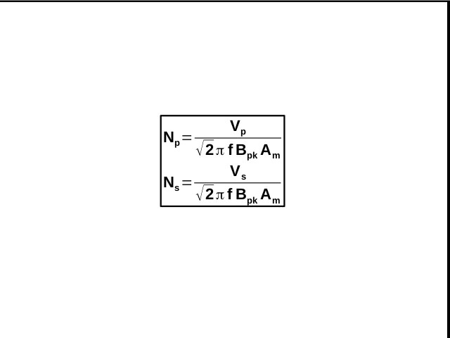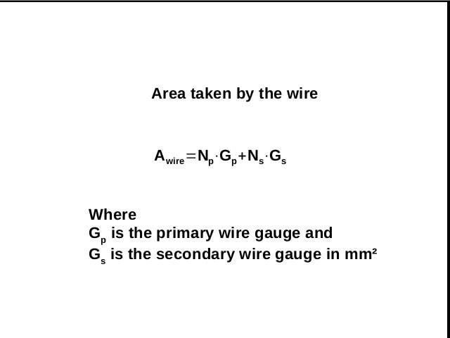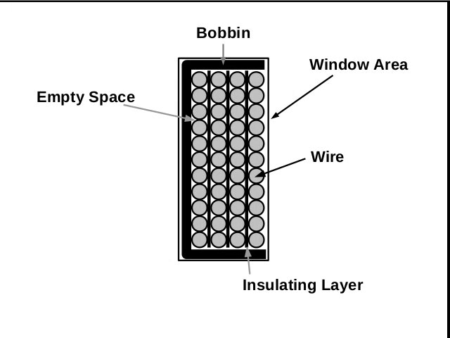Now that you have your initial guess for the magnetic area, you go back to the equations and get Np and Ns. We need to know if the core we have selected has a window area that can accommodate all the wire. The area taken up by the wire is the number of turns multiplied by the cross-sectional area of each wire. This must be less than 1/3 of the window area because you have to leave room for the airspace between each turn and the various insulating sheets between each winding layer. This relation is called fill factor.